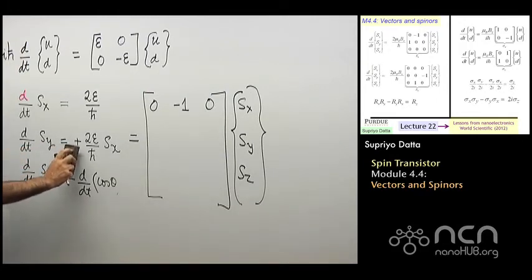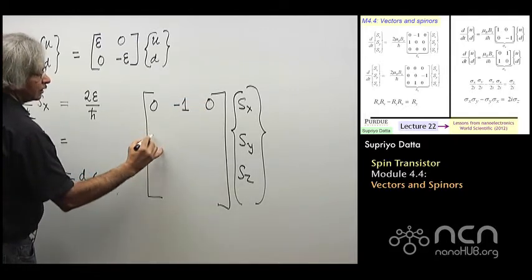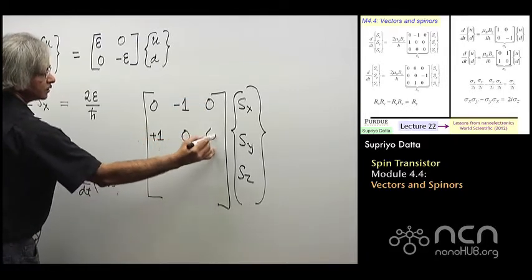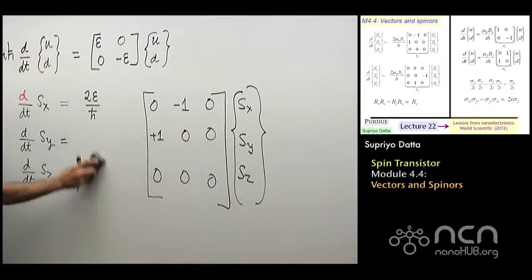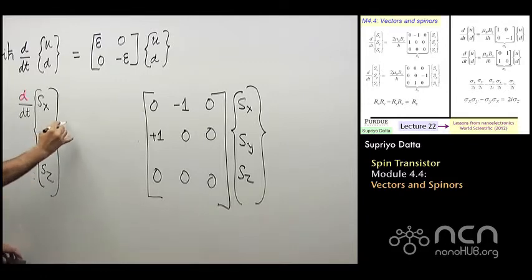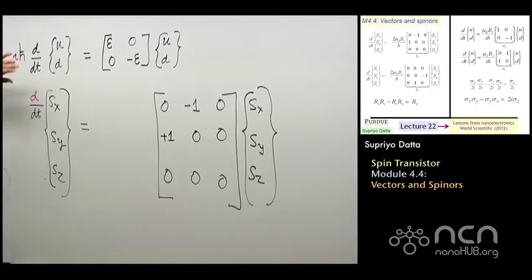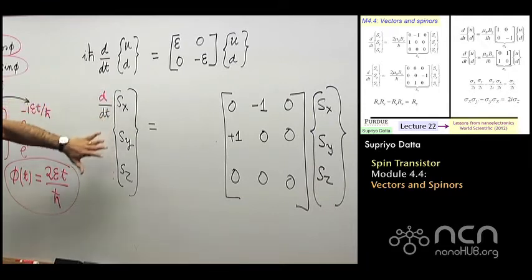Similarly, for the second line, I want 2 epsilon over h bar times Sx. So I could write it as 1 here, 0, 0. And this is just 0. That is it. See? So I can write then this sort of in a vector form, in this matrix form. Sx, Sy, Sz is equal to that matrix times Sx, Sy, Sz. So this is the equation then for the up and down components. That's the equation for the x, y, z components.